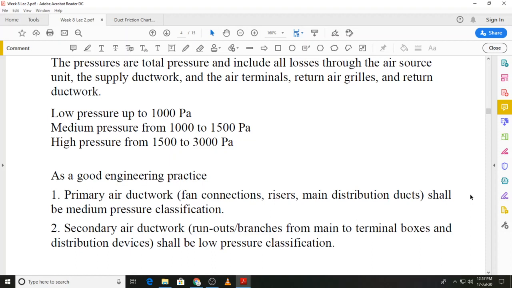If you look at the general features of a duct system, you will see that the primary or main ducts are generally medium pressure, and the secondary duct system, that is the branches or runouts etc., are low pressure classification. High pressures are not that commonly encountered, but if there is a need, you will go for that, because higher pressure means we need thicker ducts which consume more material, are heavy, and tend to become quite expensive.